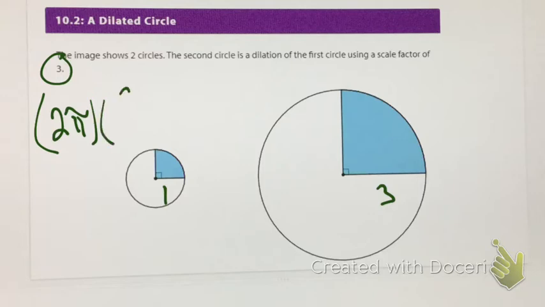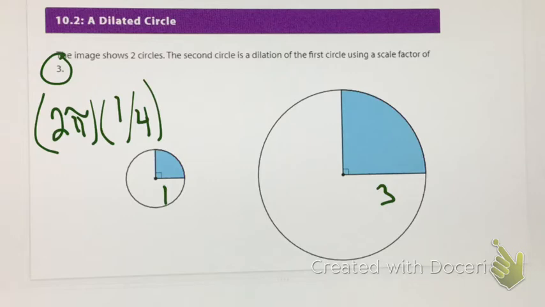Now, I know some of you are going to be like, well, I want to use my calculator. I want to use 90 over 360. Don't. Why bother? You don't need to. It's 1/4. That's 1/4 of the total circumference. So there's our circumference. 1 plus 1 is 2 pi.